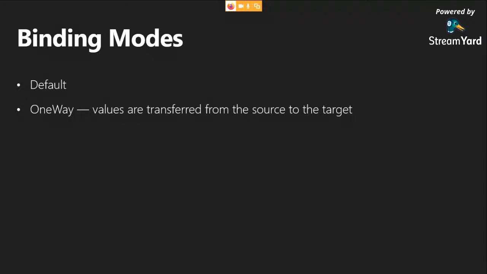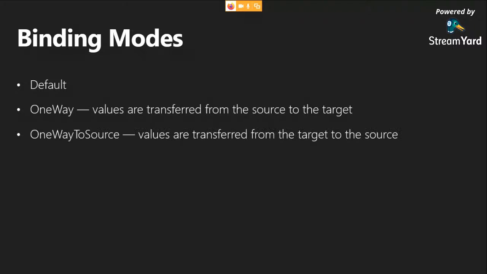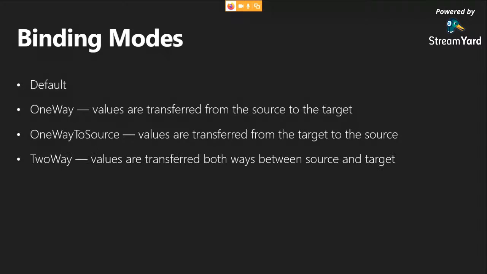So data from your view model goes to your view, whereas any changes in the view that you do don't reflect in the view model. That's how one way works. One way to source is the vice versa of that. Anything that you do on the UI will be updated to your view model, to your target. And two way happens in either way.